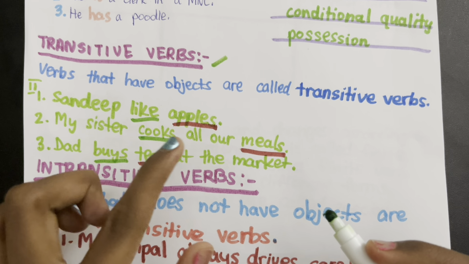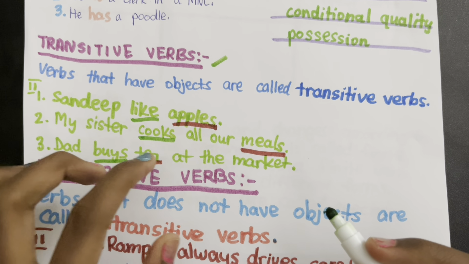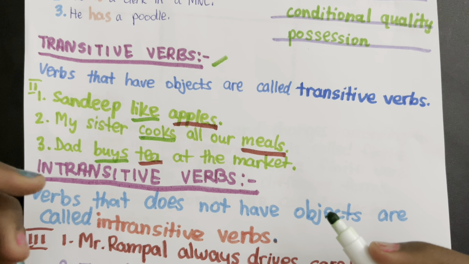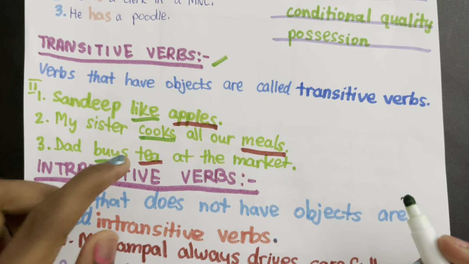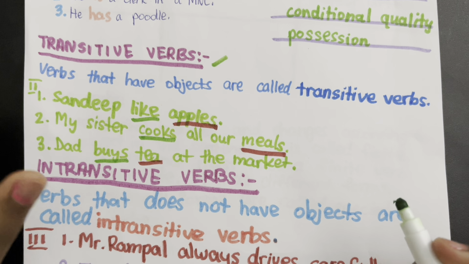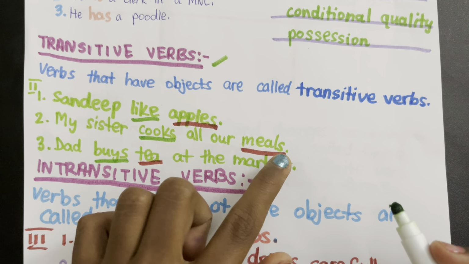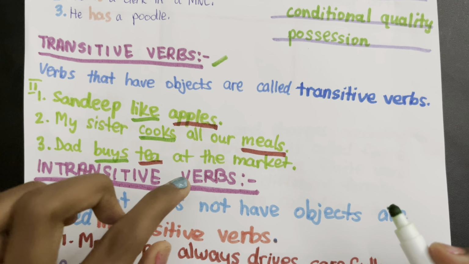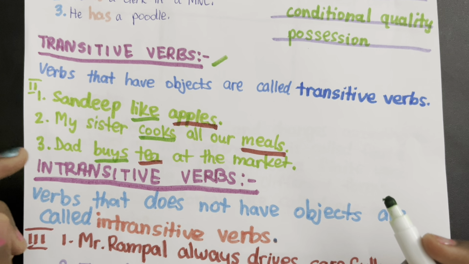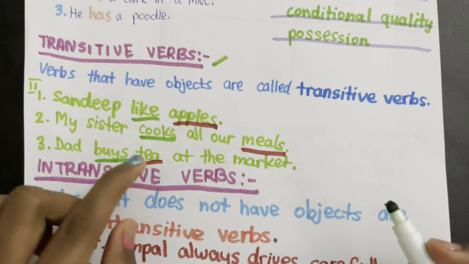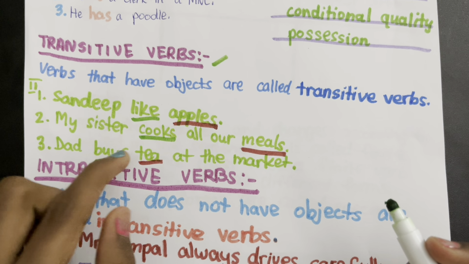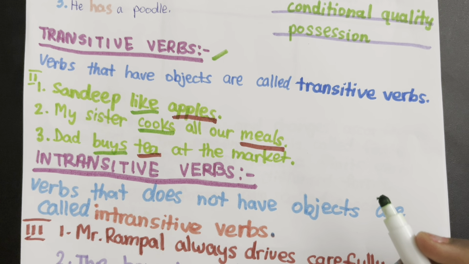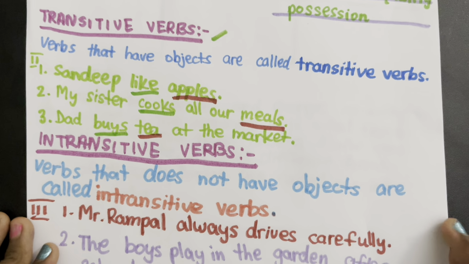My sister cooks all our meals. In this sentence, sister is the subject, cooks is the verb, and meals is the object. So cooks is the transitive verb because there is an object. Now, the third question. Dad buys tea at the market. Dad is the subject and he buys tea. So tea is the object and buys is the transitive verb. I hope you understand this.